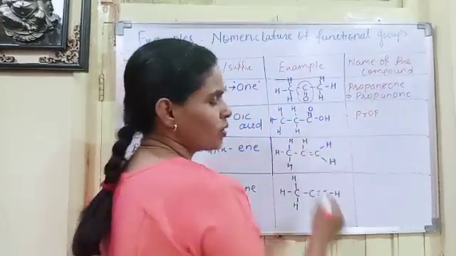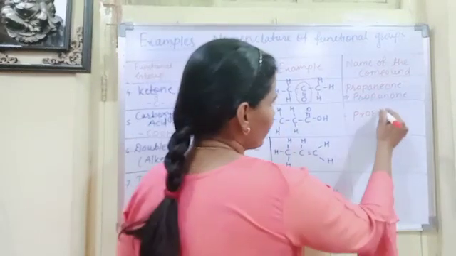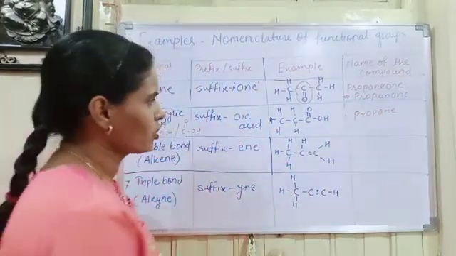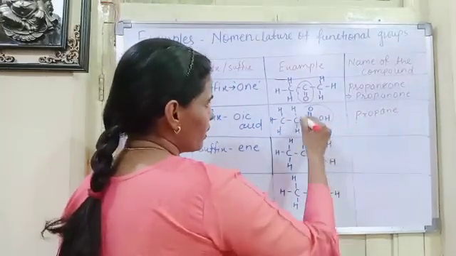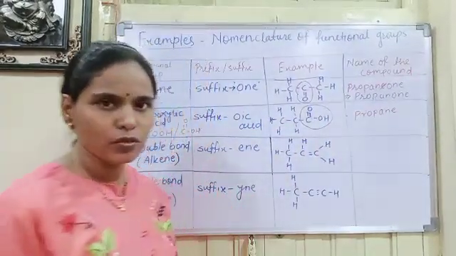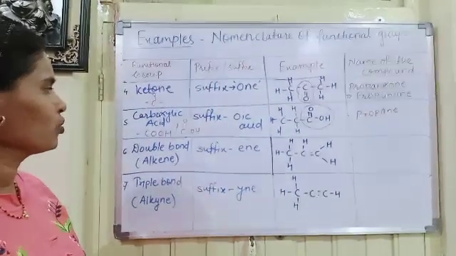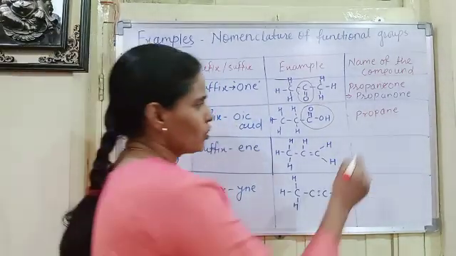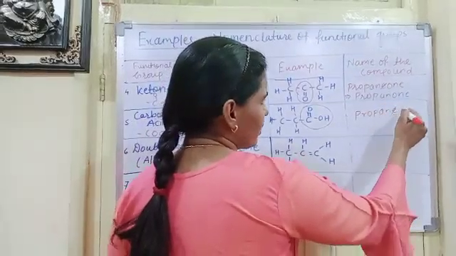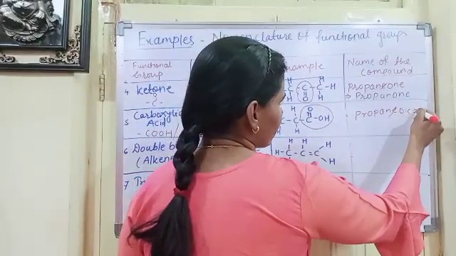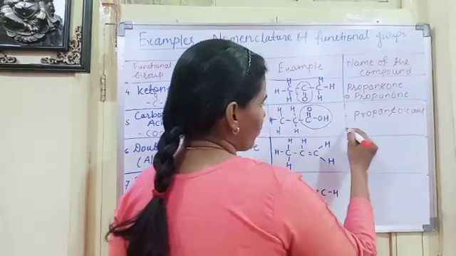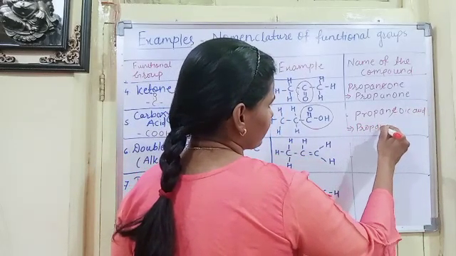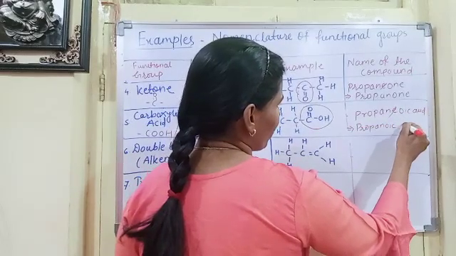Then the type of bonding between the carbons. Again, single covalent bond. Suffix will be ANE. Now look at the functional group. Functional group is COOH, that is the carboxylic acid functional group. Here what will be its suffix? Oic acid. So here again we'll remove this E and write oic acid. So the name of the compound becomes propanoic acid.